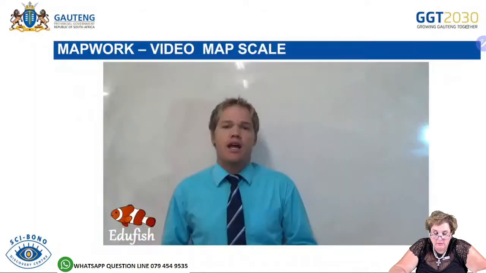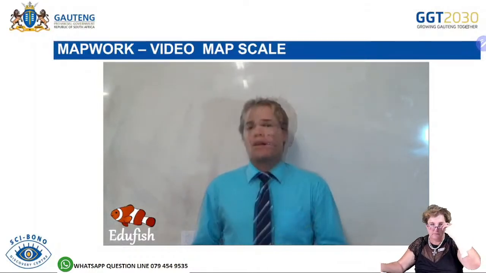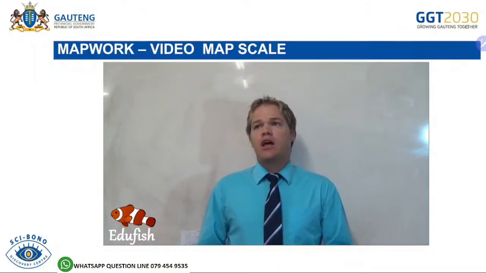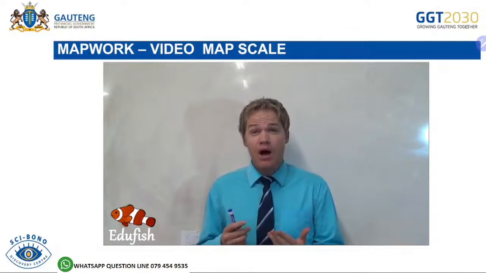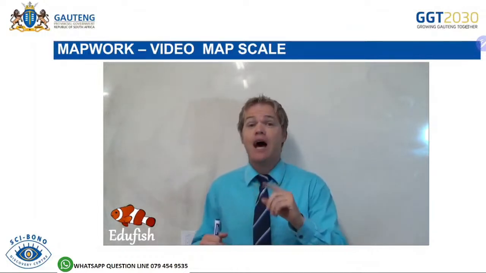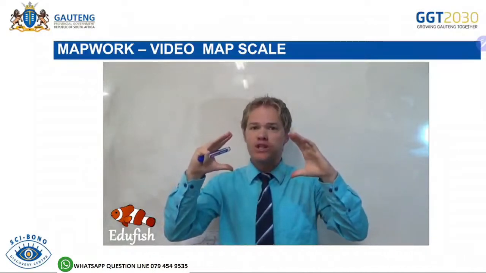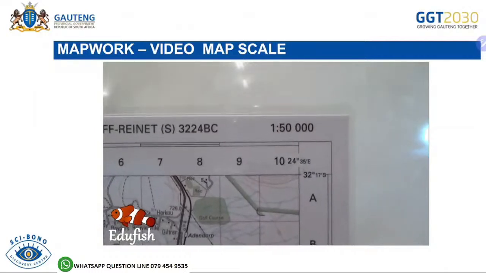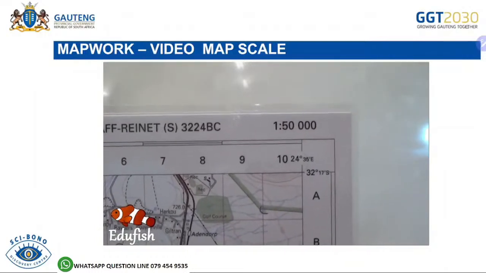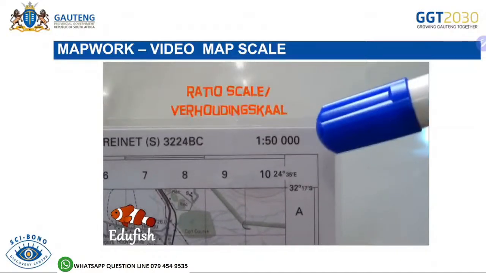Listen to this video. Today I'm going to focus more on the ratio scale. For me, the ratio scale is a better way to explain how a certain area was made smaller in order to fit it onto a piece of paper. As you can see there in the top right hand corner of the map, that's where you will find the ratio scale. That is what it looks like, 1 to 50,000.